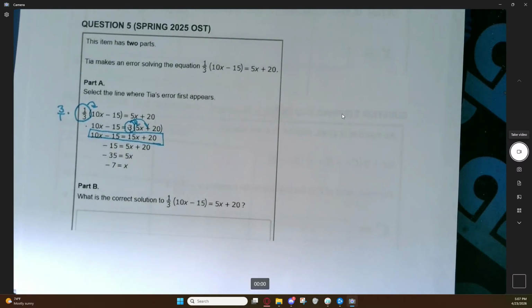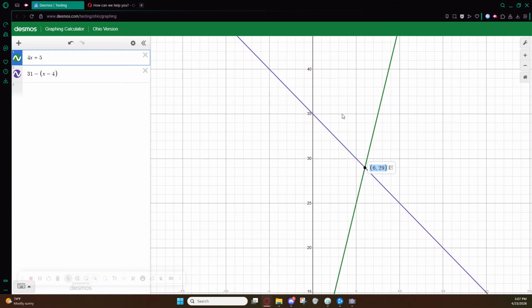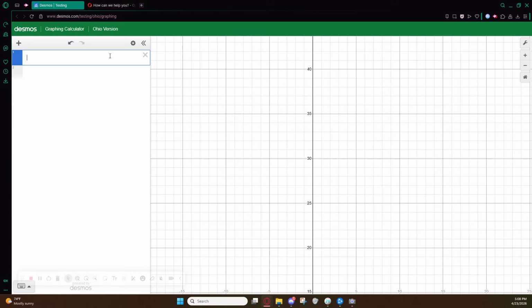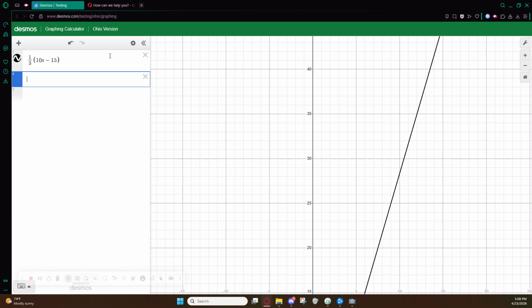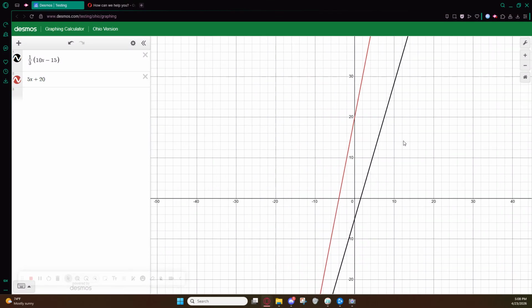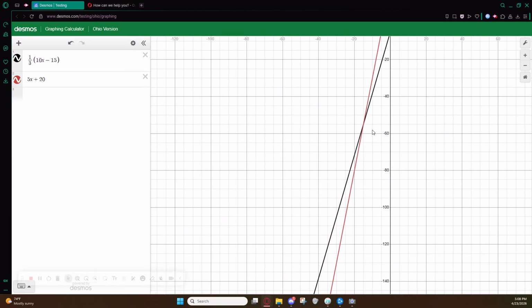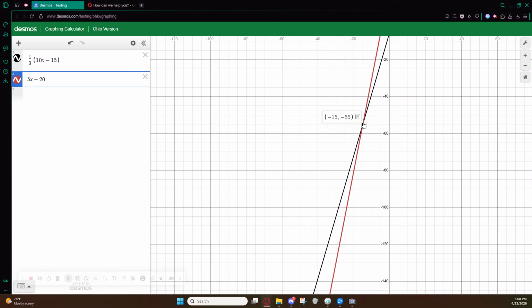What is the correct solution? Guess what I'm going to do? I'm going to put this in Desmos. We do 1/3 times 10x minus 15. This is exactly what I'm talking about, being careful typing it in. And then on the next one, we're just using from the original equation, 5x plus 20. And we look for the spot where the 2 lines cross, because that's how you solve a system of equations. They cross at negative 15, so your answer would be negative 15.